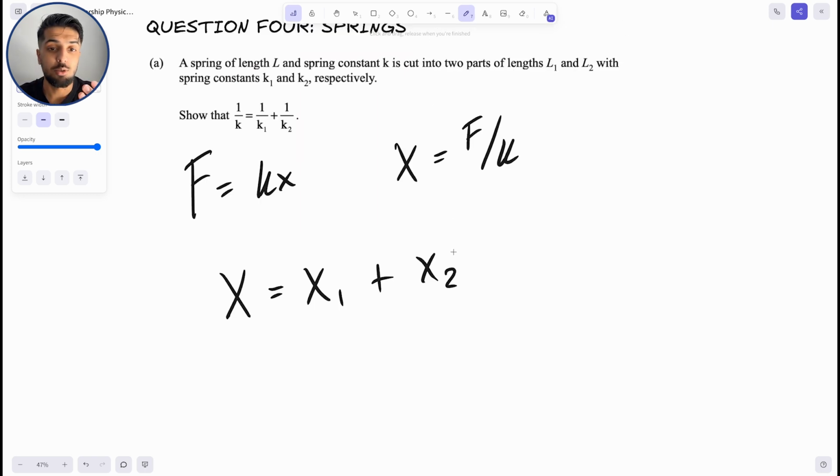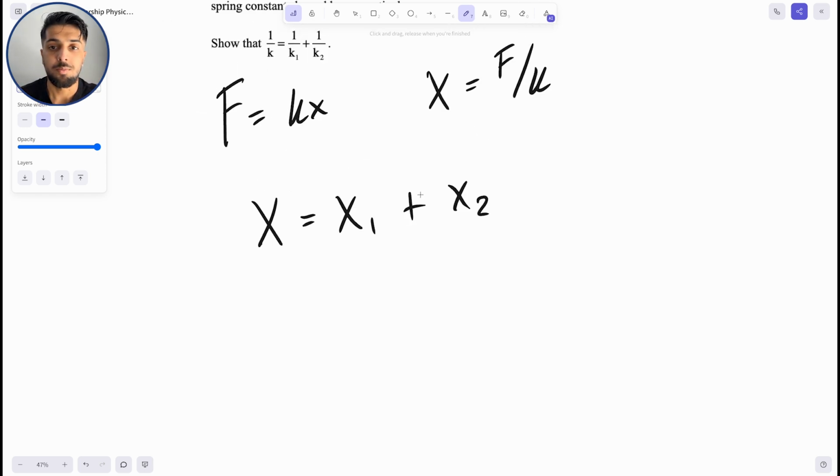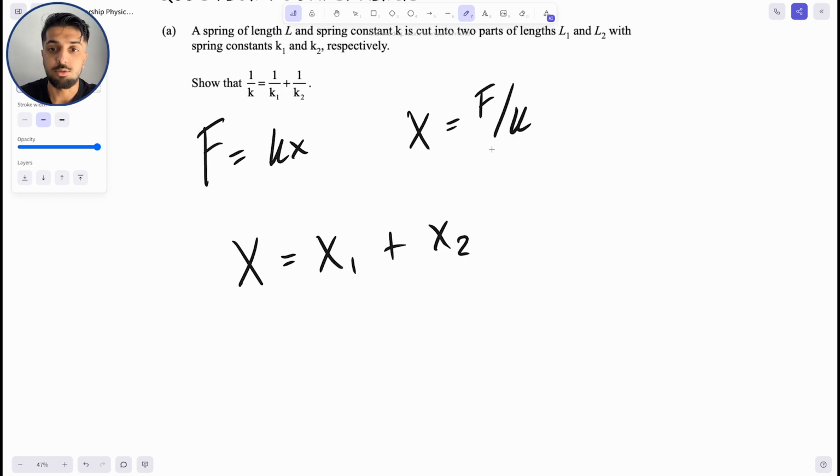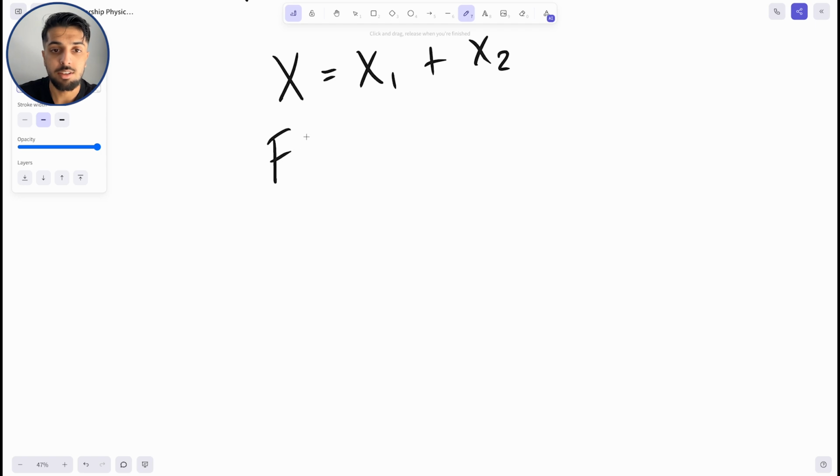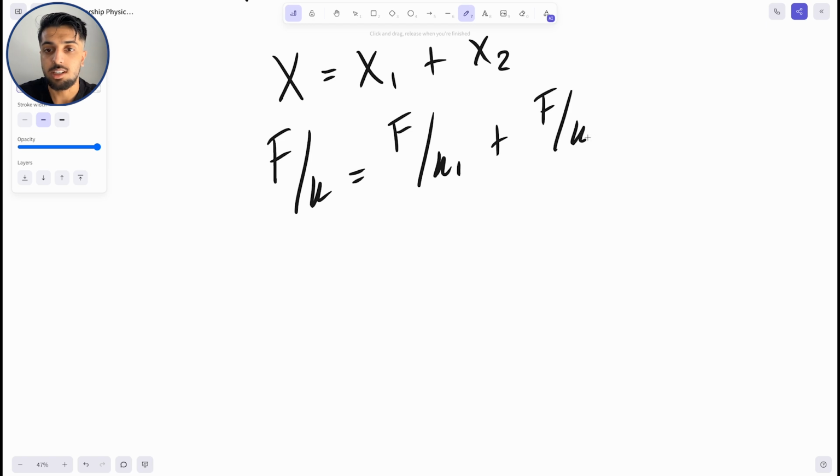Now the total extension is going to equal the extension of 1 plus the extension of 2. Now when I mean total extension, I mean the extension when the spring was one whole spring rather than when it's cut in two. So the extension when it's a whole spring is going to be equal to the extension of the first length plus the extension of the second length. So as we know X is equal to F over K, we know that F over K is equal to F over K1 plus F over K2.